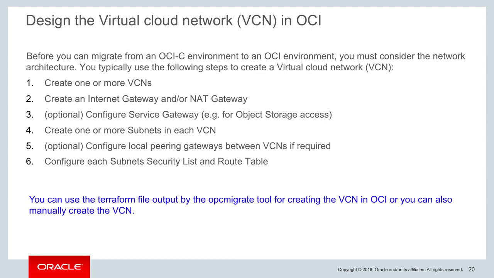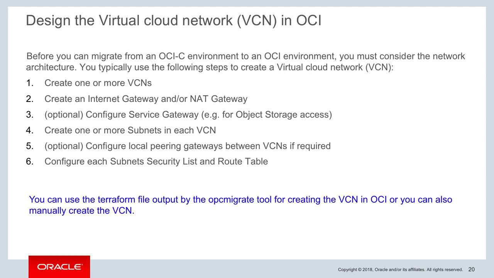And optionally, you may have to configure a service gateway for your VCN if you need to access object storage for backup purposes. And you may also have to create one or more subnets in each VCN depending on your application requirements. And optionally, you may also want to use local peering gateways between VCNs if your applications are on different networks and they need to talk to each other for some business process.